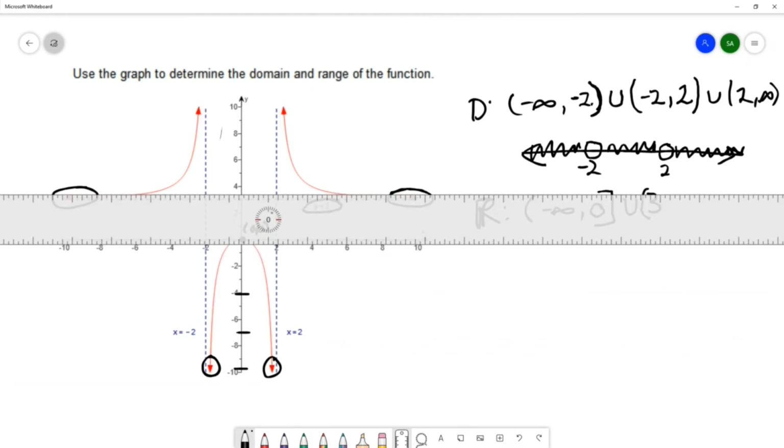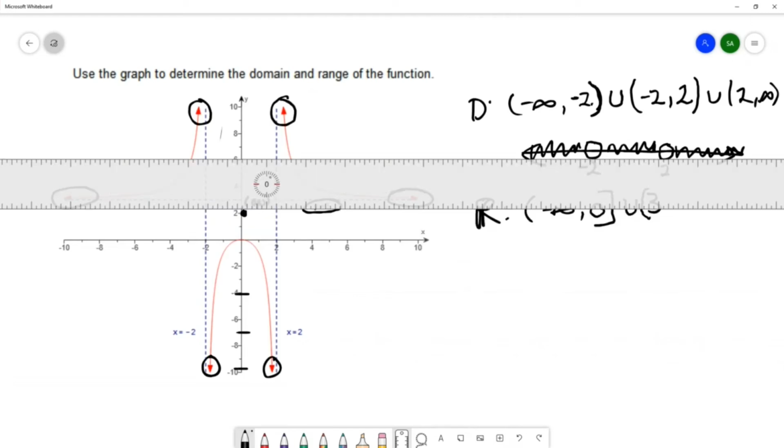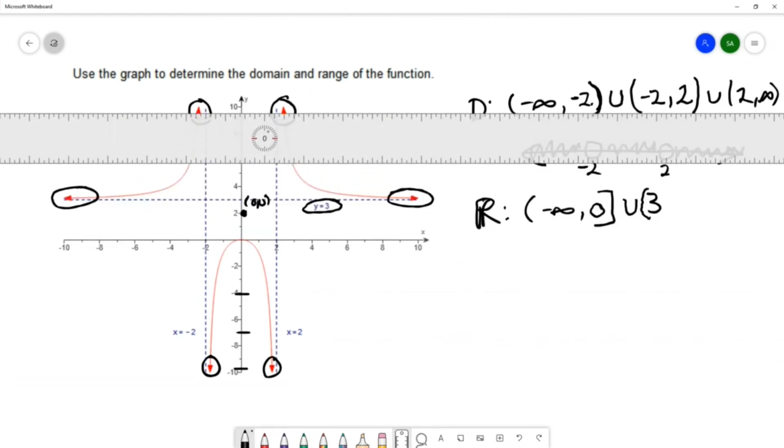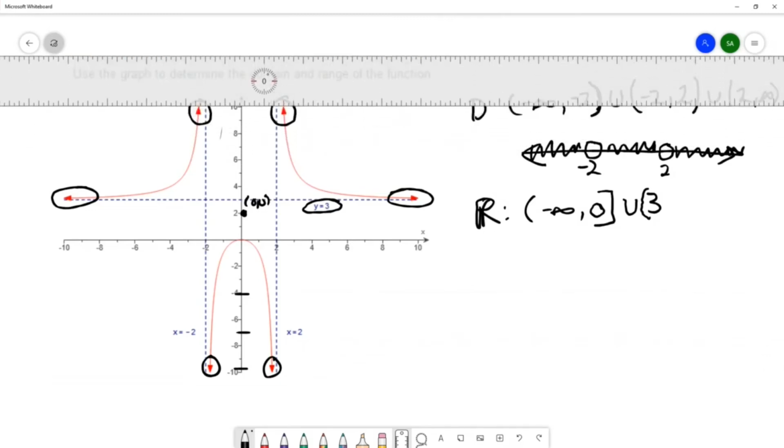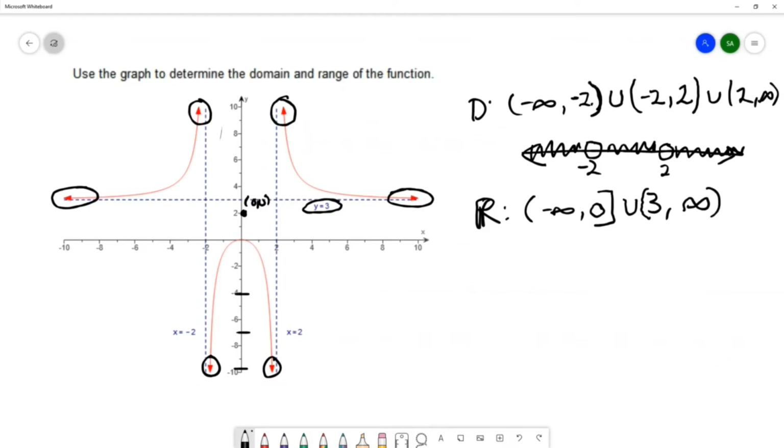And then as we continue, you can see these arrows at the top. These pieces of the graph go on forever, and all of the y values are covered. So my range will continue to infinity. So we found the range to be negative infinity to 0, 0 included, union with 3 to infinity.